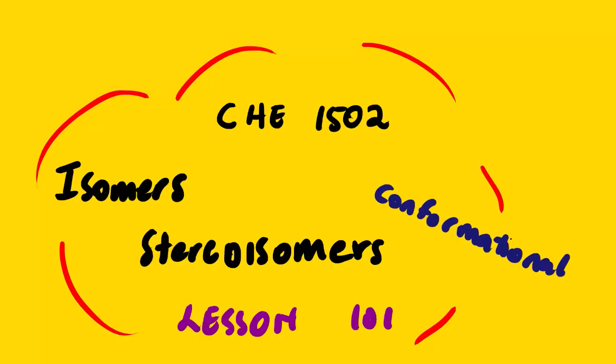Our lesson for today will be looking at Chemistry 1502. The topic for today will be looking at isomers, but we will be looking specifically at stereoisomers, and then the subtopic is conformational isomers. This is lesson 101 under stereoisomers. Let us start.